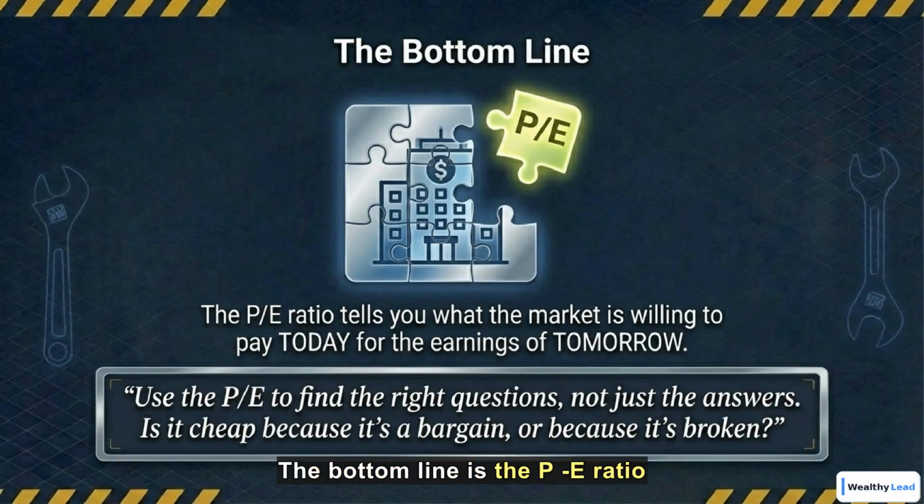The bottom line is the PE ratio tells you what the market is willing to pay today for the earnings of tomorrow. Use the PE to find the right questions. Is it cheap because it's a bargain or because it's broken?